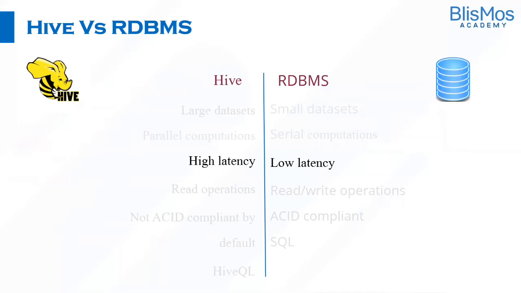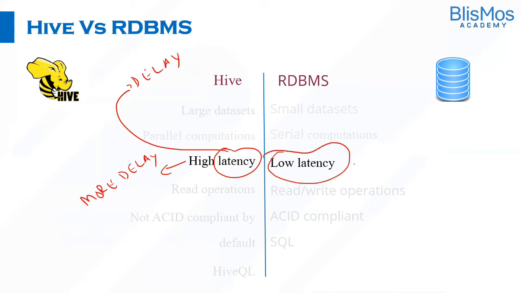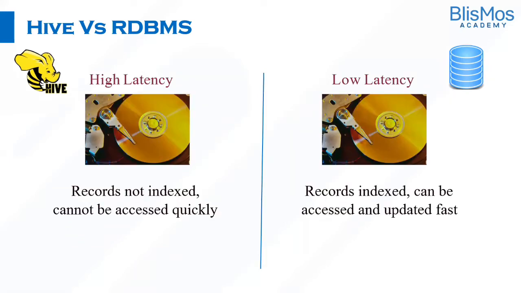High latency and low latency. What is latency, by the way? We have already discussed this as a part of our previous section, but at a high level, latency is nothing but delay. When you say high latency, what does it mean? More delay. When you say low latency, what does it mean? That means less delay. That means it is fast. We understood what is high latency and low latency.